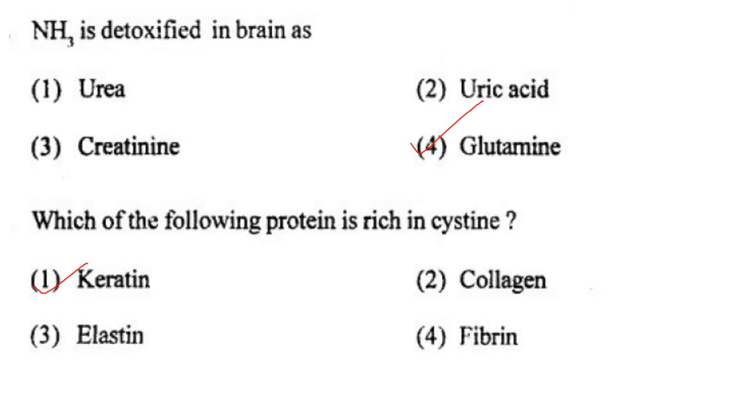Next one. NH3 is detoxified in brain as option 1, urea, 2, uric acid, 3, creatinine, 4, glutamine. Answer is option 4, glutamine. Which of the following proteins is rich in cysteine? Options are option 1, keratin, 2, collagen, 3, elastin, 4, fibrin. Answer is option 1, keratin.